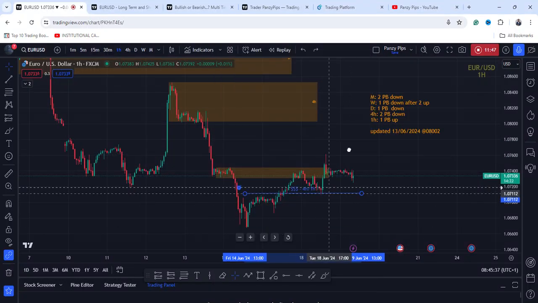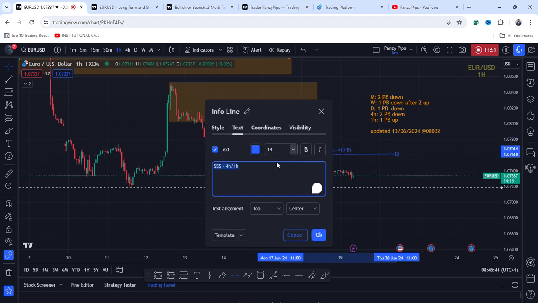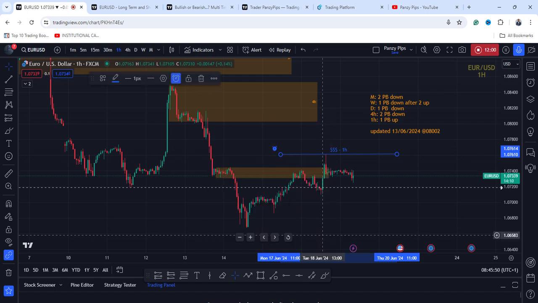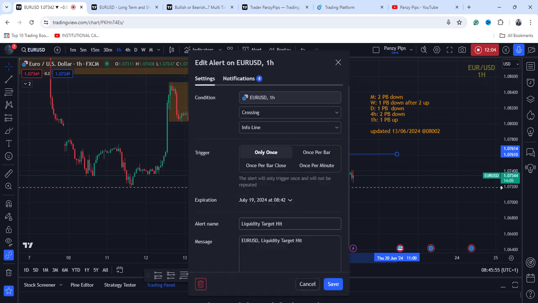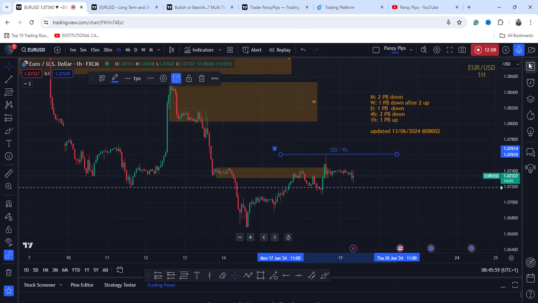Above here, I want to put an alert also. That would be the 1 hour liquidity. Then I'll put up an alert, I would say liquidity target hit. Okay, all right. So I'm done with the Euro US dollar. Move on to the next.